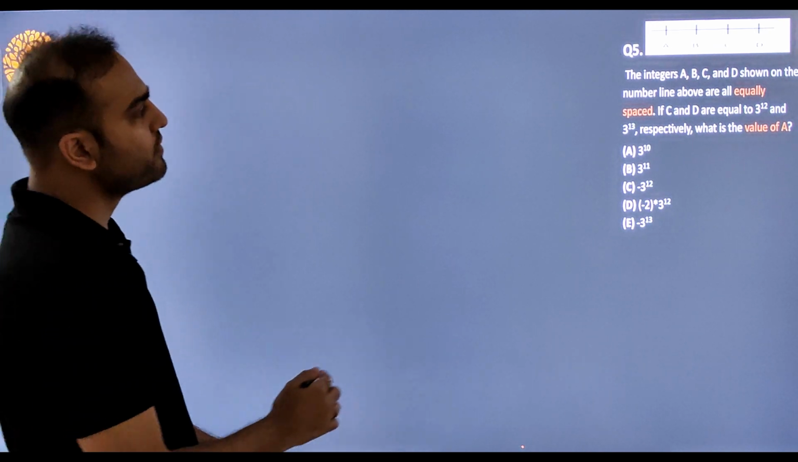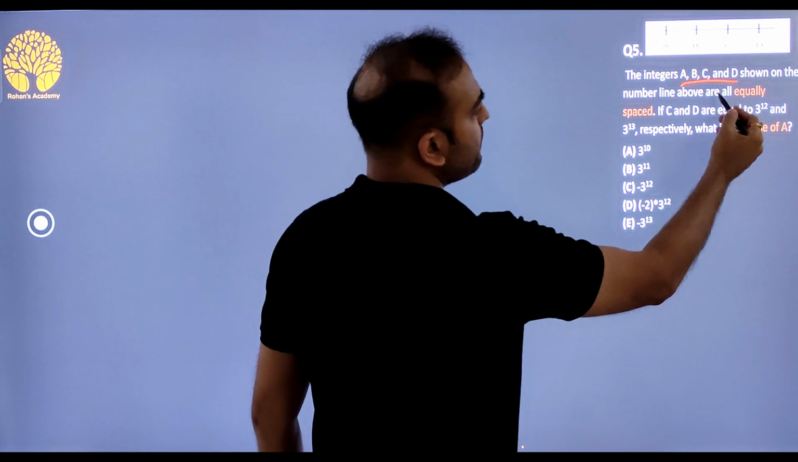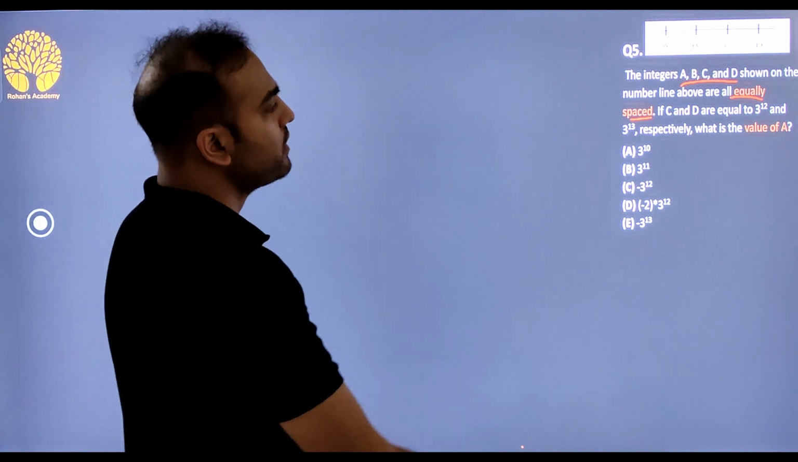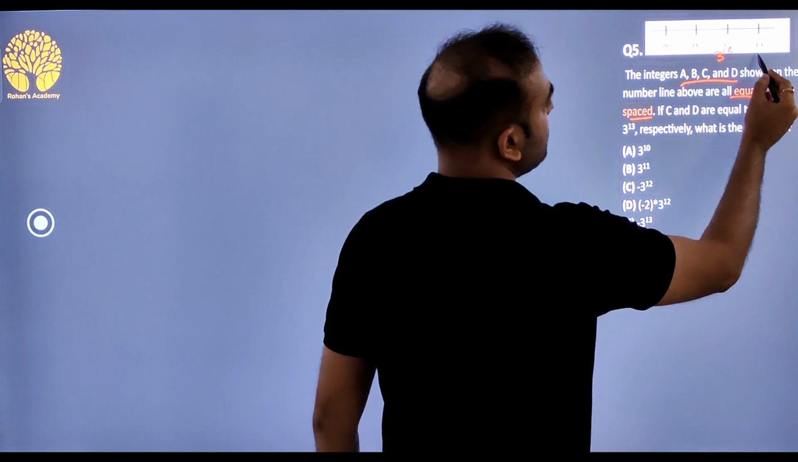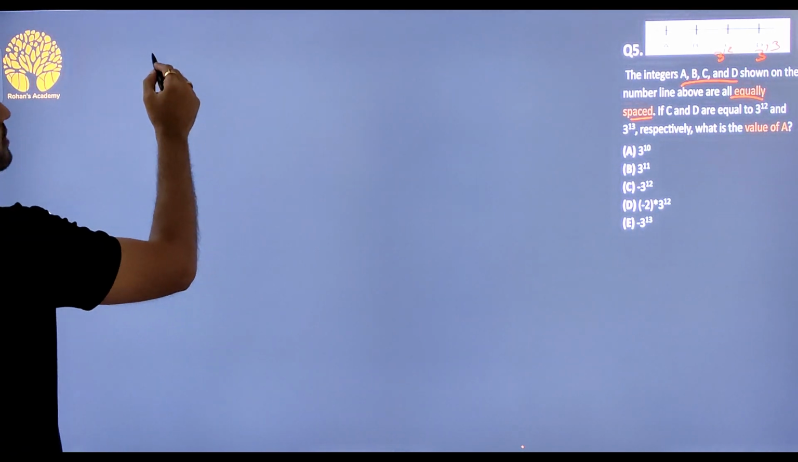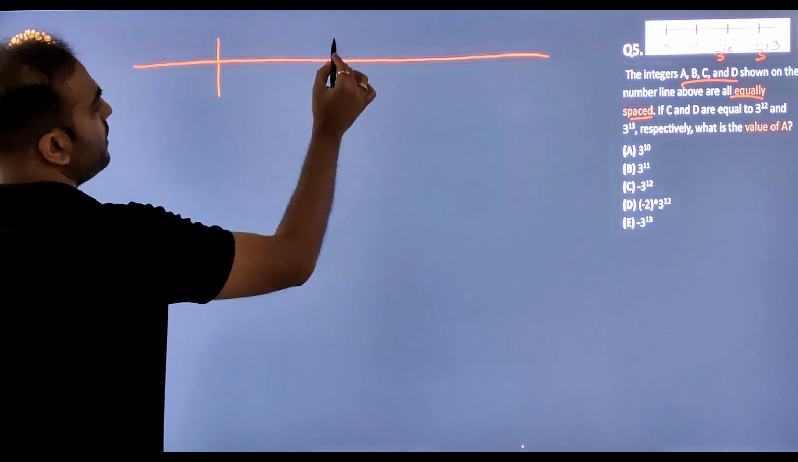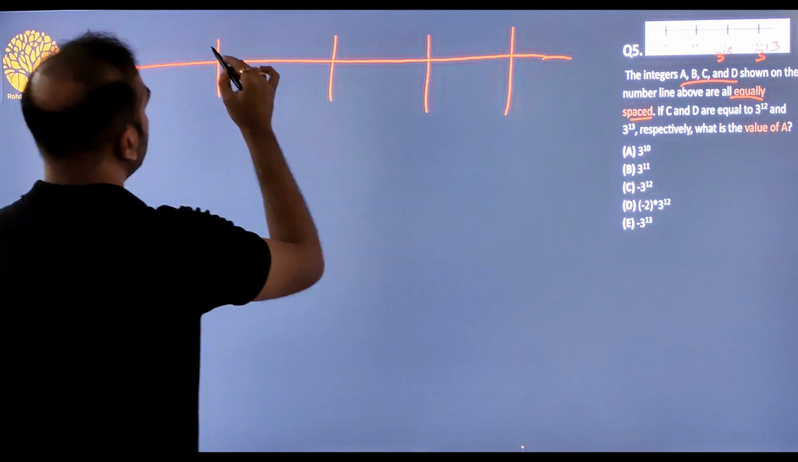A nice question here. We have the values A, B, C, D, which are all equally spaced of each other, right? C is 3 power 12, D is 3 power 13. Let me just draw this here. This is A, B, C, D.